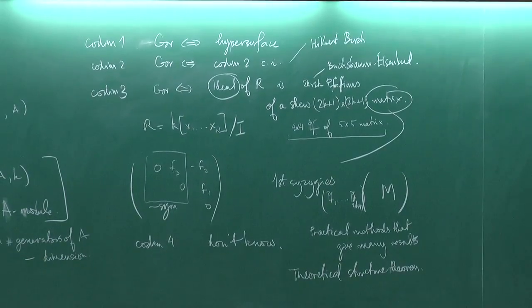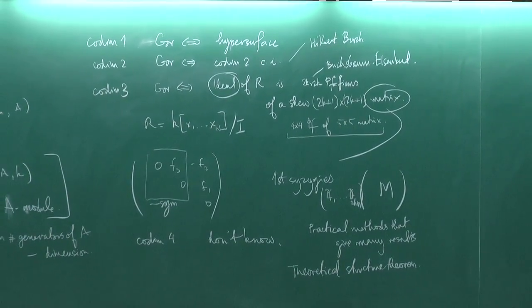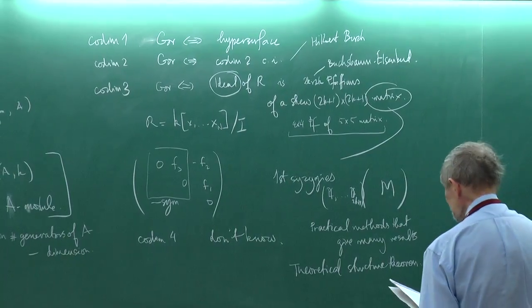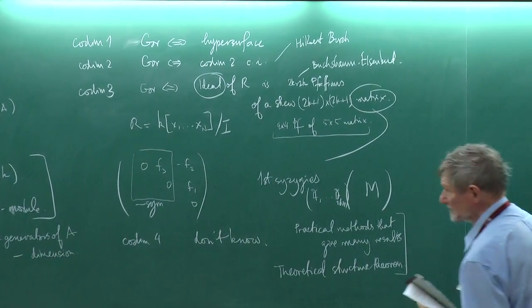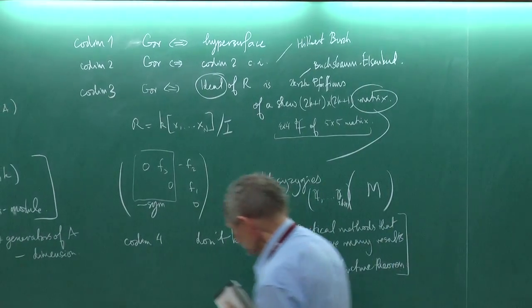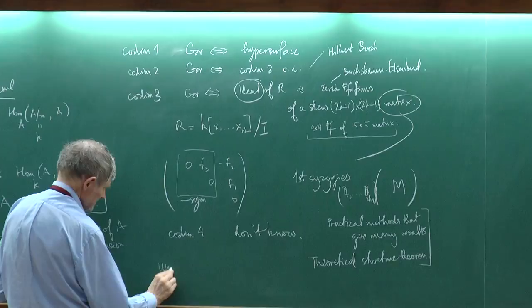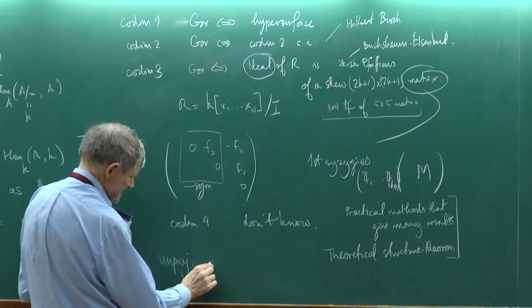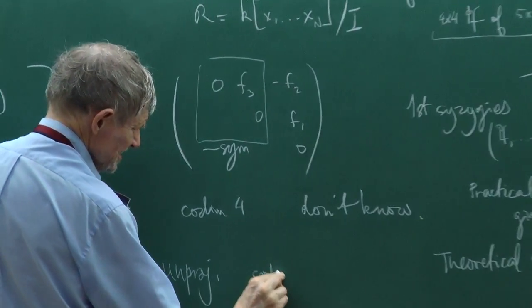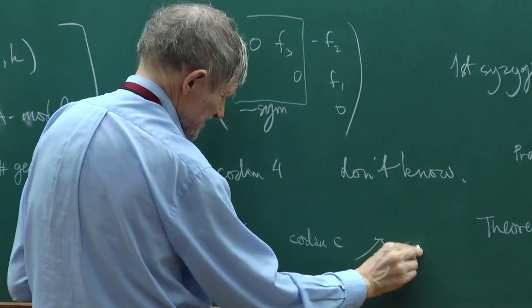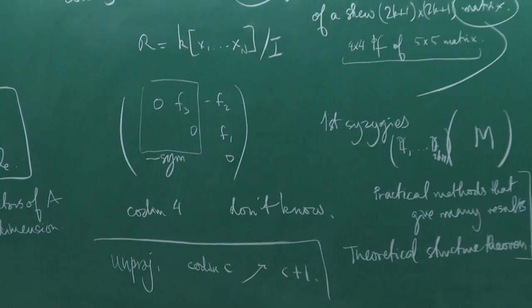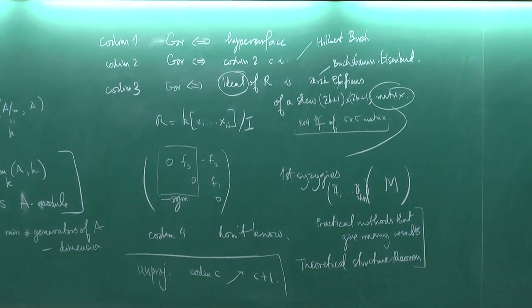That's in this published paper. It's been a preprint for about 10 years, and it's eventually published. And this is mostly what I'm talking about. But unprojection, which I'm coming to in a minute, is a method of going from codimension C up to C plus 1. So unprojection is a certain inverse of projection.